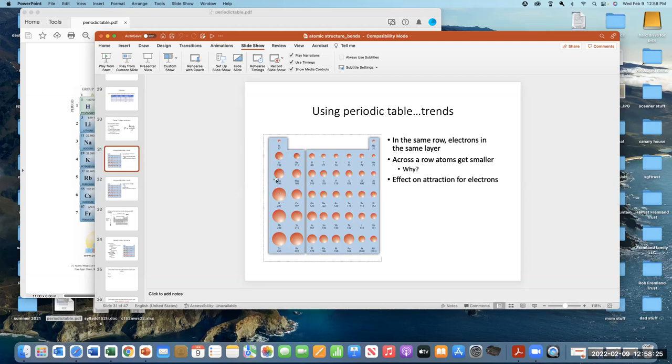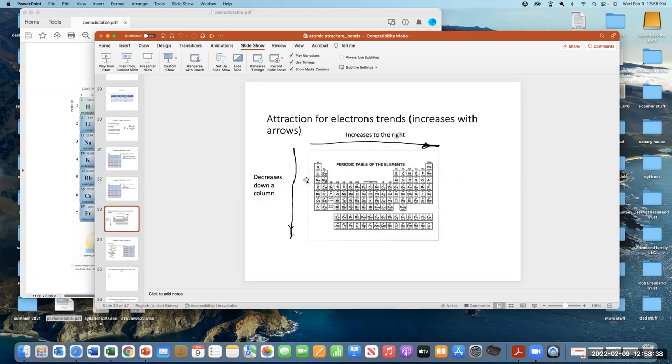All right, as we go down a column, I'd said atoms get much larger, and that's what this slide is. That's because we're adding an entire layer of electrons, all right? And so the effect on attraction I just talked about. I think this is about where we left off. We might've gone one more slide. So as we go across the row, attraction for electrons tends to increase. And as we go down a column, attraction for electrons tends to decrease, all right?